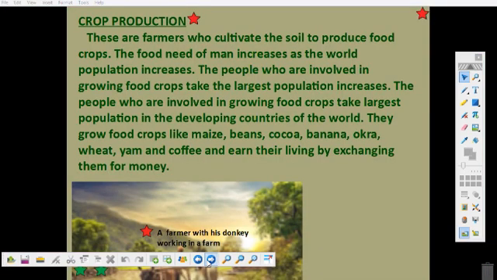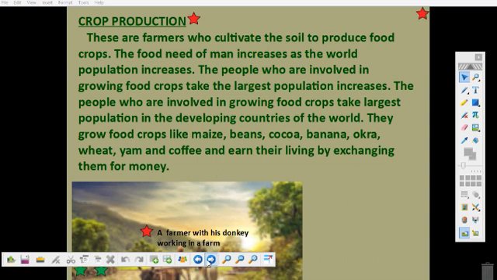Let's look at the first one called crop production. These are farmers who cultivate soil to produce food crops. The food needed by man increases as the world population increases. As the world population increases, the food demand continues to increase. If agriculture is not there, there will be hunger everywhere. The people who are involved in growing food crops take the largest population among the rest.